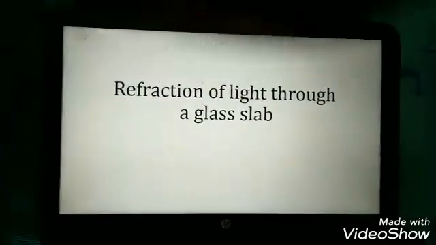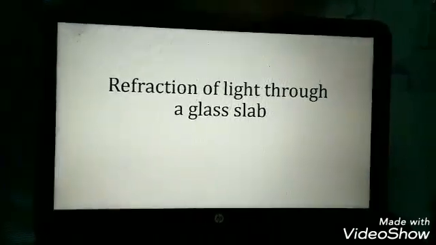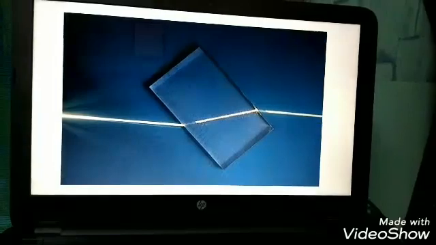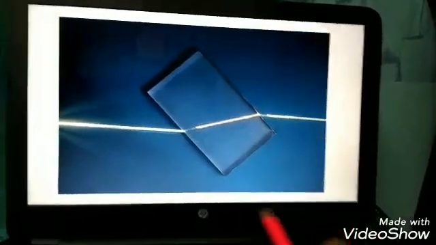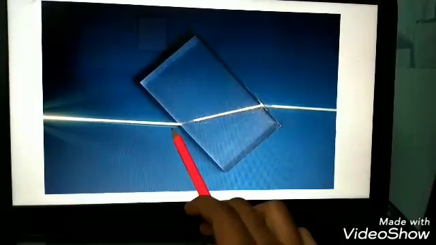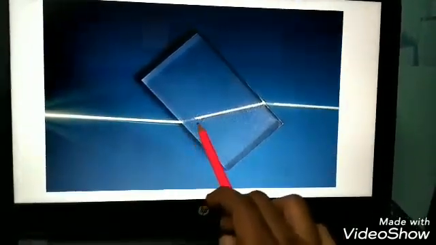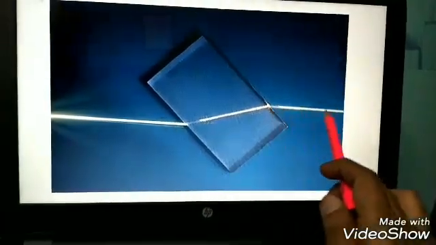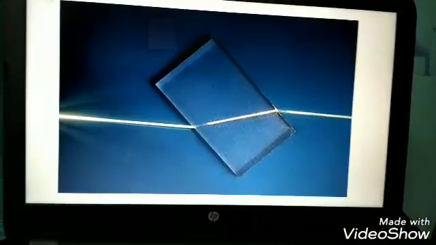Hi children, we shall see about refraction of light through a glass slab in this session. In this picture, you can see a glass slab and a beam of light. When you observe closely, the beam of light is the incident ray, and once it enters the glass slab, you can find a small bend inside the glass slab and it emerges outside. In this session, we shall see why this happens.